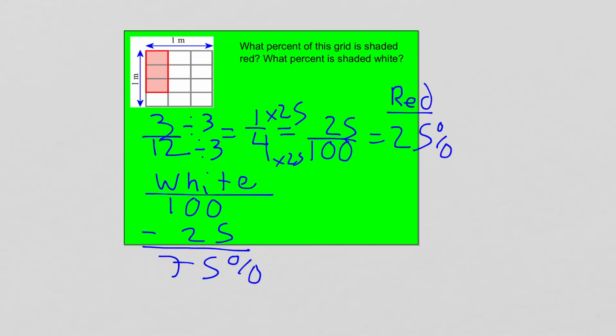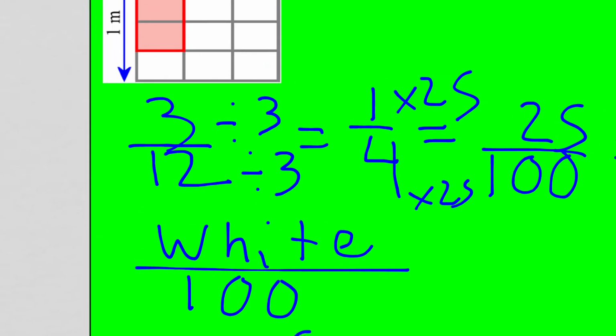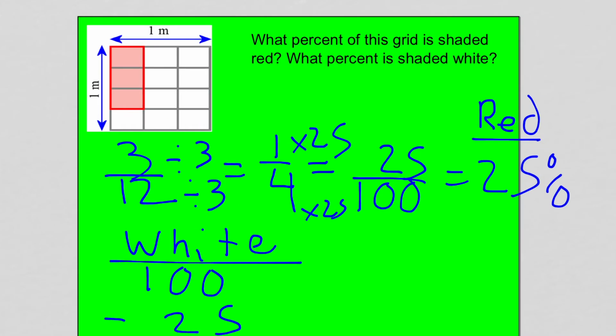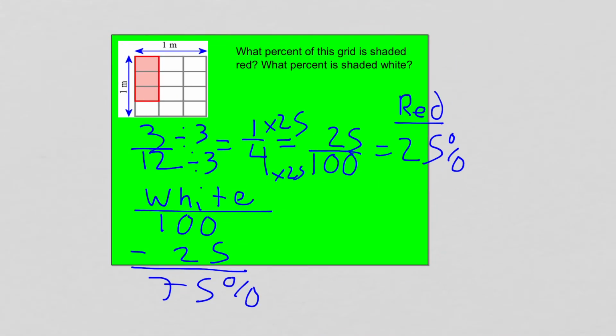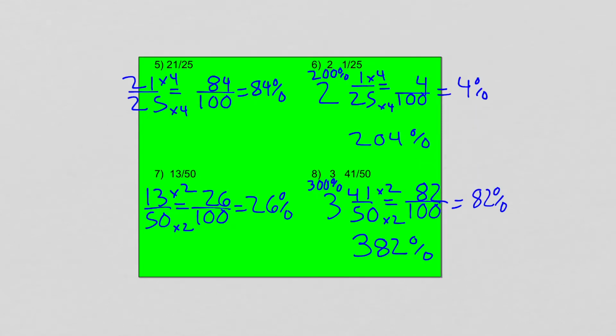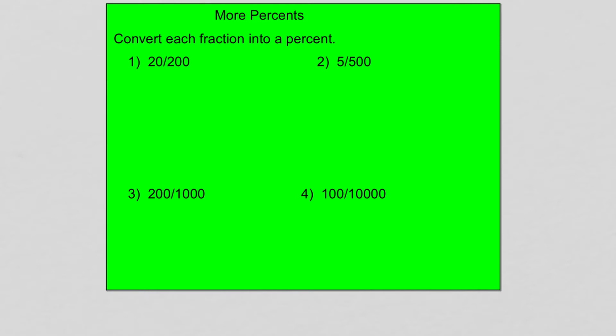And then we got situations where there weren't 100 squares. In this one, there were 12 squares, and 3 out of 12 were red. But we could reduce it to lowest terms, 1/4, and then make 1/4 a fraction out of 100, and then use that to represent the percent. And so we did a whole bunch of questions where we made fractions out of 100 and then used that fraction out of 100 to get the percent. We're going to do more of this today, but we're going to look at some different fractions and we're going to look at decimals. So this says convert each fraction into a percent.